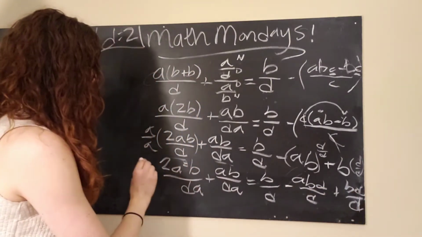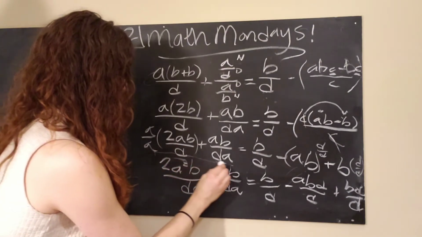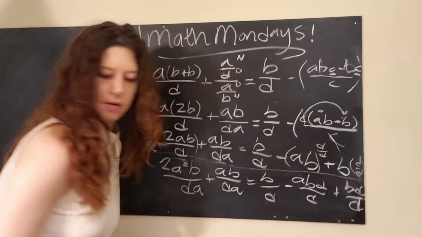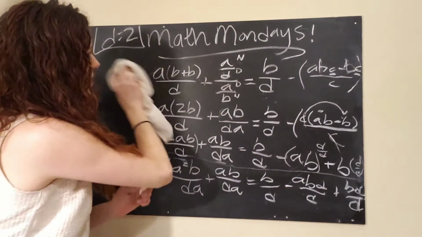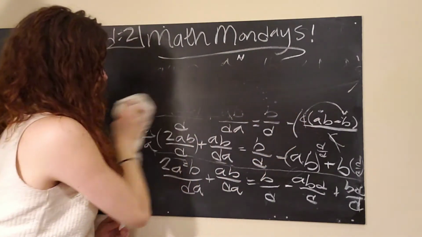Anyway, so if I multiply ab by d over d, then I get minus abd over d, times d over d, plus bd over d. Okay, this is getting long. I'm gonna box this a little bit so we can keep track of that. And I'm gonna erase some of my upstairs work.